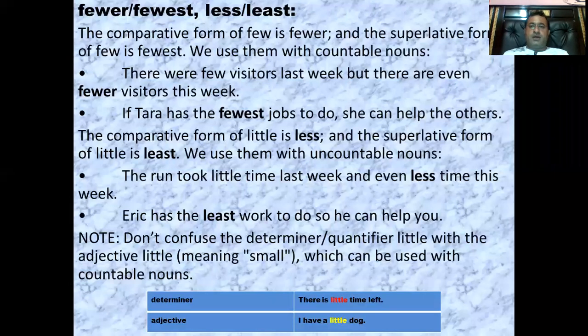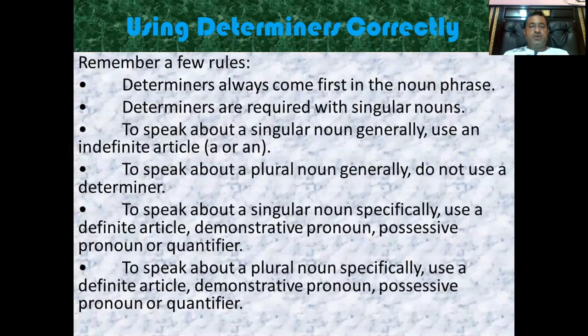So I think the topic that we discussed today, quantifiers, is clear to you. We have discussed separately the use of each and every quantifier. So let us see how to use these determiners correctly. You need to remember a few rules: determiners always come first in the noun phrase. They always come before the noun. Determiners are required with singular nouns. With plural nouns, it is not always necessary, but with singular nouns, they must be there. To speak about a singular noun, generally use an indefinite article.